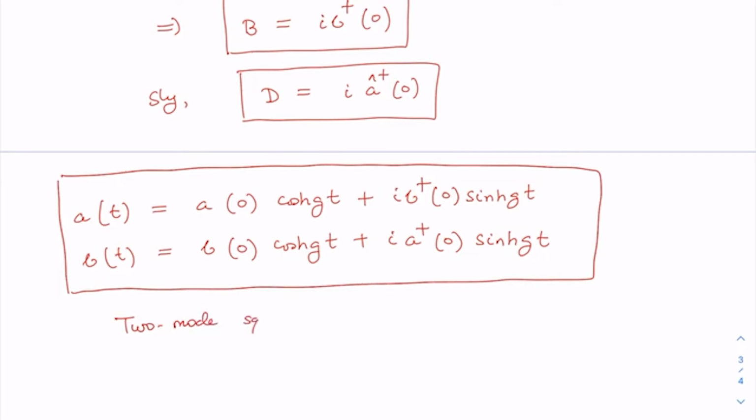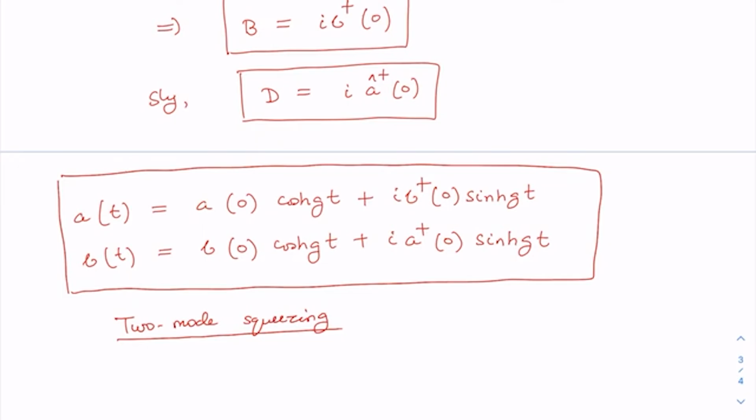Two-mode squeezing. As the name suggests, two-mode squeezing, however, does not mean that individual modes are getting squeezed. Rather, you will find that their relative coordinates or normal coordinates are getting squeezed or anti-squeezed. Two-mode squeezing is relatively a difficult concept, and let me explain it a little bit.